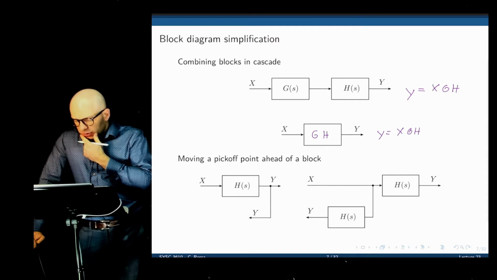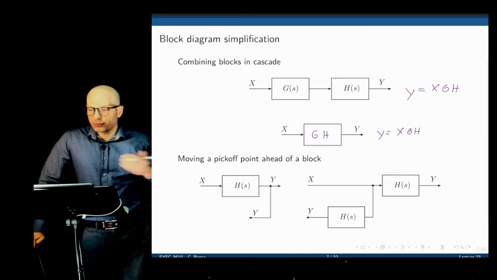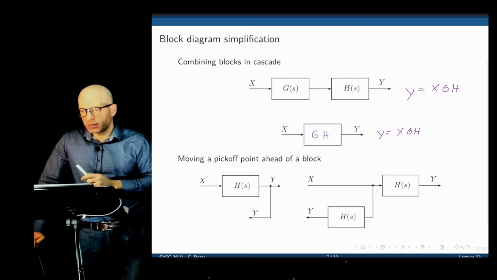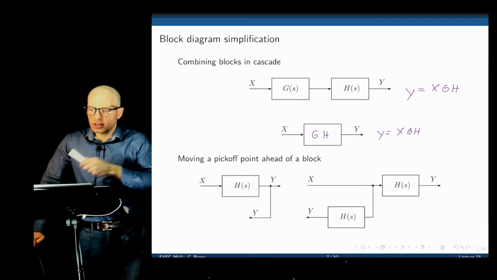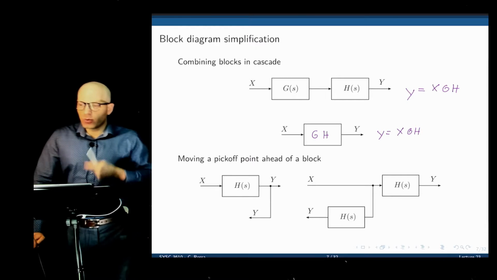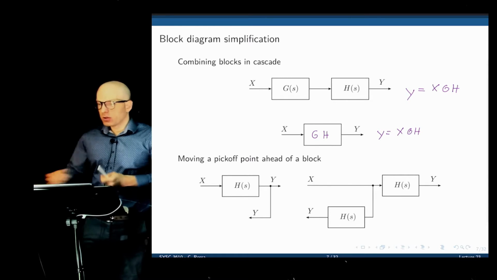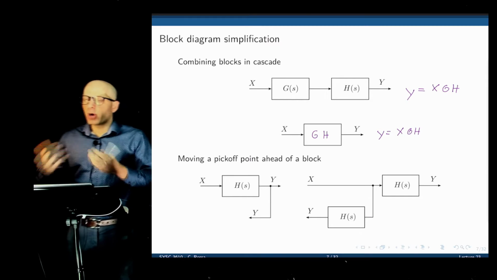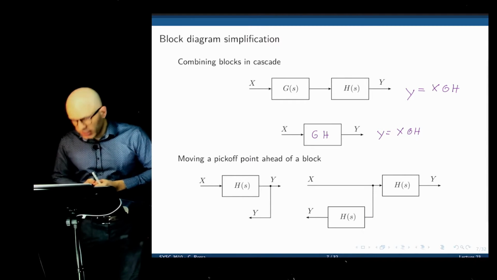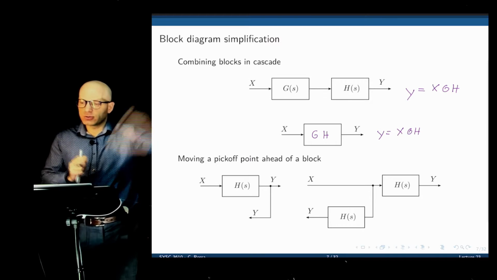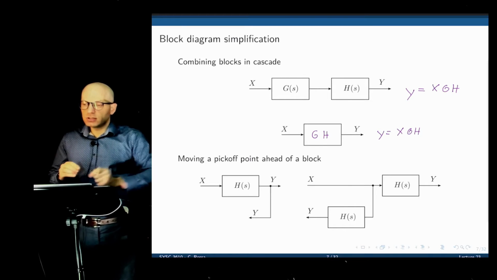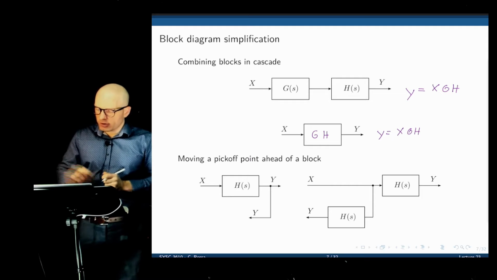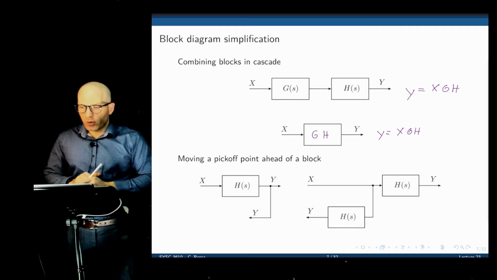The second operation you're going to see today is to move a pick-off point ahead of and after a block. Let's consider this example. We have a transfer function h of s, input is x, and output is y. And we want the signal y for another part of the block diagram that requires it. Remember the state space models where we had to find a variable somewhere? Well, this could be that. We need the variable x, and we are picking the variable off at this specific point. The variable y at this specific point.